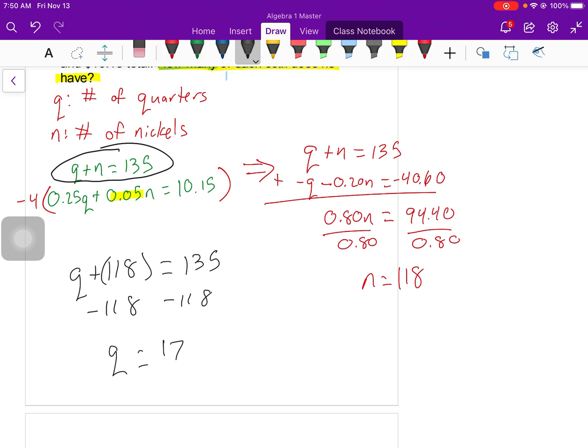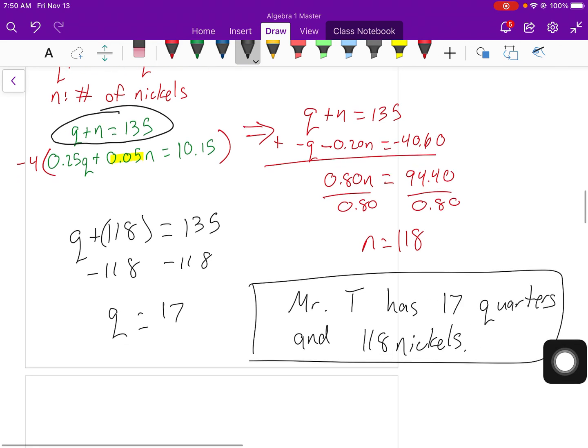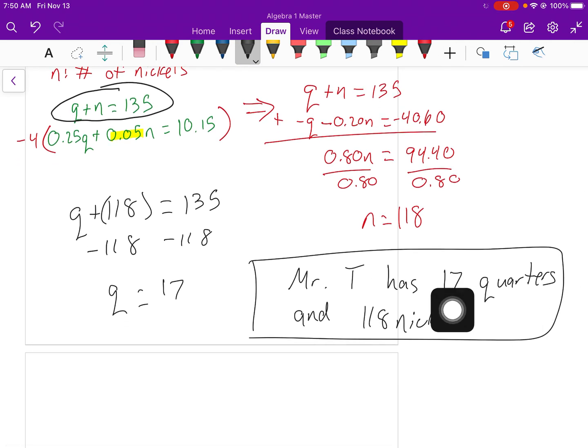Anytime you have a word problem, your answer should be a full sentence. So Mr. T has 17 quarters and 118 nickels. Your sentence doesn't need to be exactly the same as everybody else's. I need to have that information. You tell me nickels first, quarter second, I don't really care. You just got to make sure that your number has the appropriate label. This kind of goes back to why I named the variables Q and N.